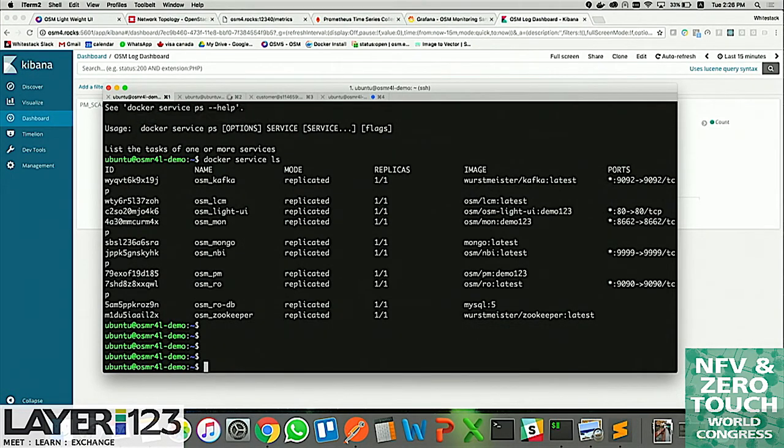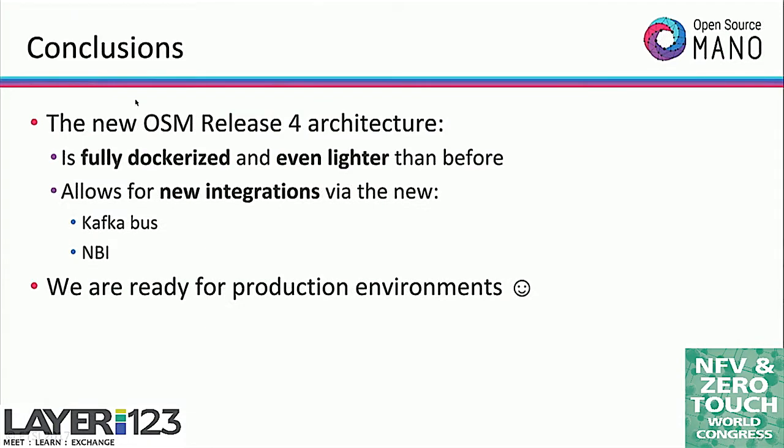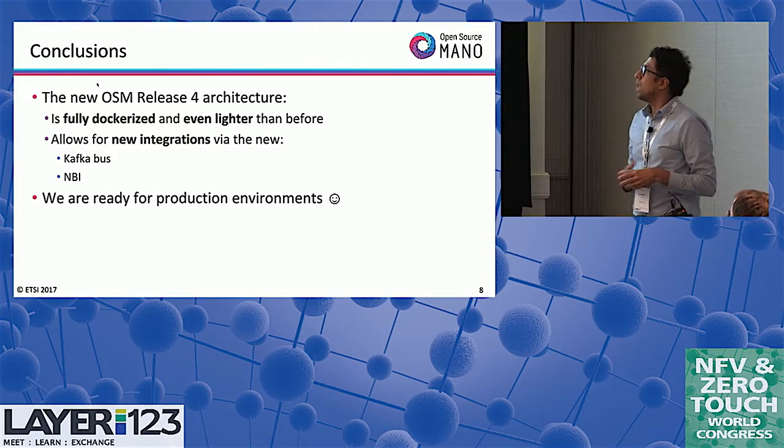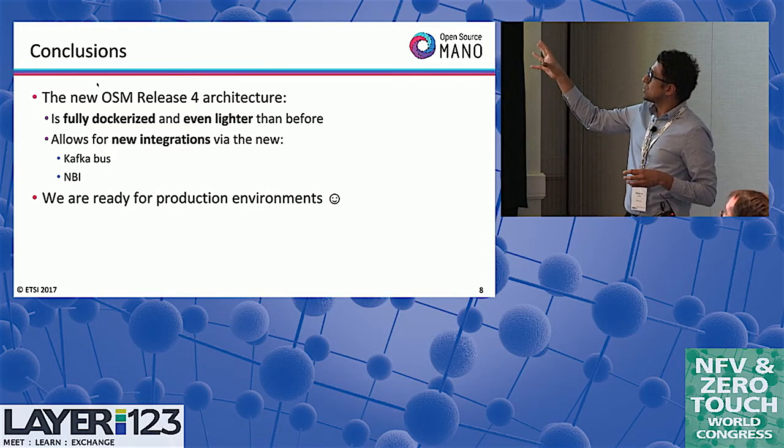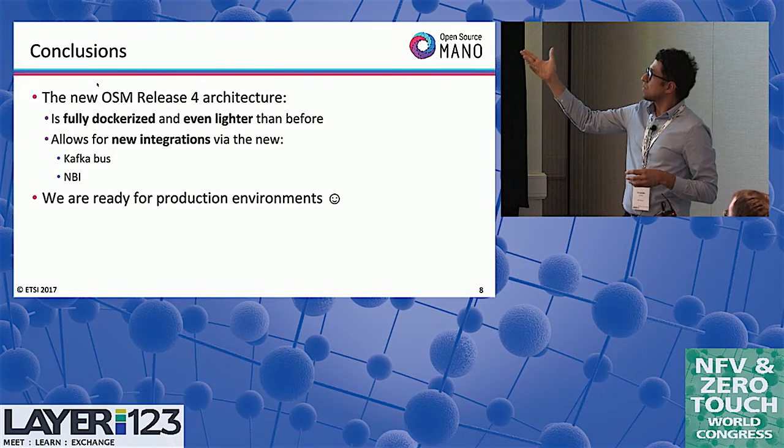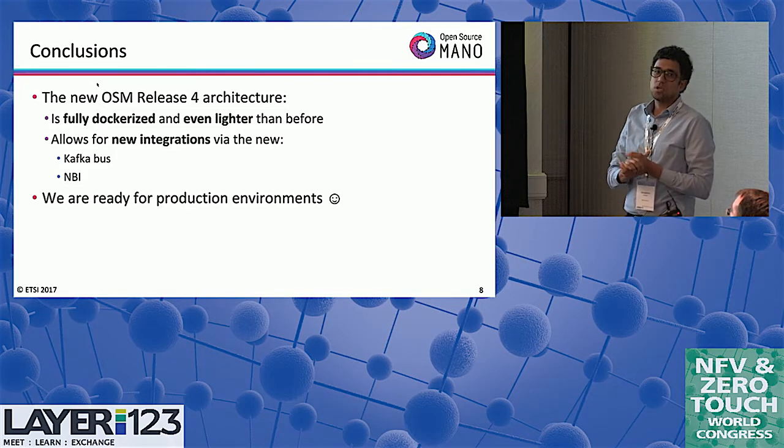Everything runs in a single Docker container. So this gives us the possibility of building a strong architecture that is very resilient and highly available. Today it's managed by Docker Swarm, but we are also working to integrate Kubernetes. So it's fully Dockerized, and it's even lighter than before if we use the LCM module and the Light UI. And it allows for new integrations via the bus, as you saw, or the northbound interface. And of course, as a reminder, we are ready for production environments.